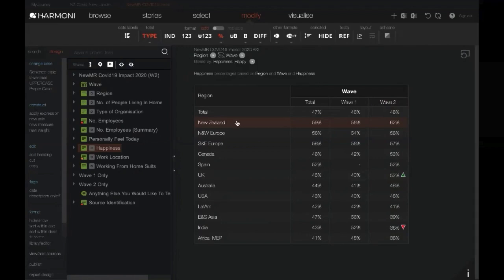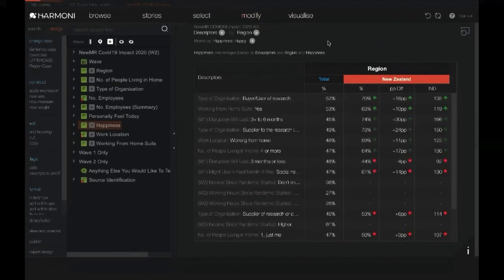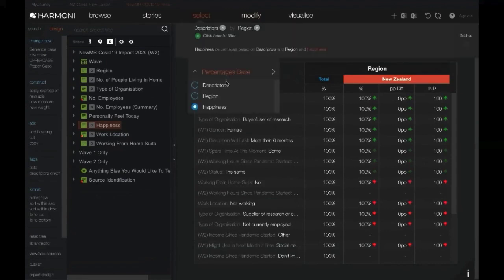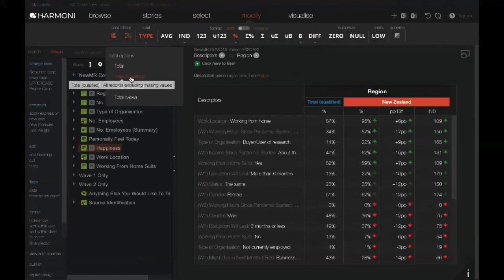Now, to answer that question, I can do that quite easily, simply by asking Harmony to discover everything there is about our selected group here in New Zealand from Ray's NewMR survey here. So if I click on that, it does a discover run. Now I no longer need to have a happy filter, and I need my percentages to be based on the region, since that's at the top of the table. I also know that some of these questions were asked only of wave 1 and some only of wave 2. So I need to make sure that my percentages are based on just those respondents who qualify for each question or each variable, in which case I'll choose total qualified. Now all my percentages are correct and appropriate.